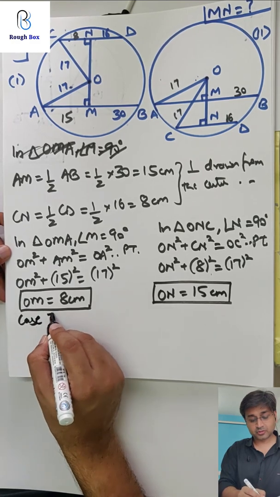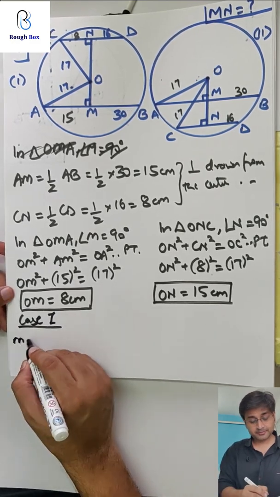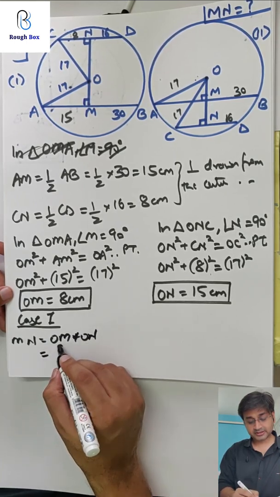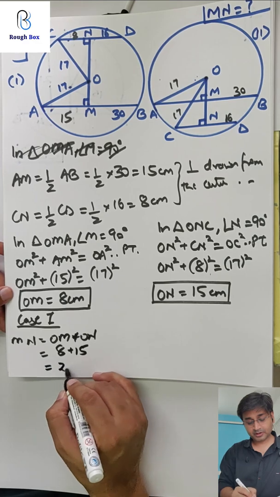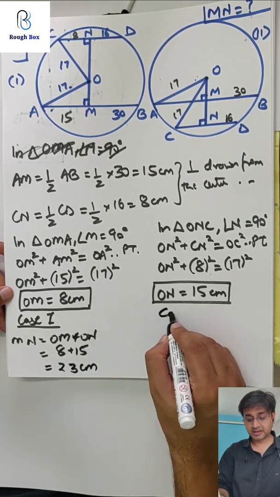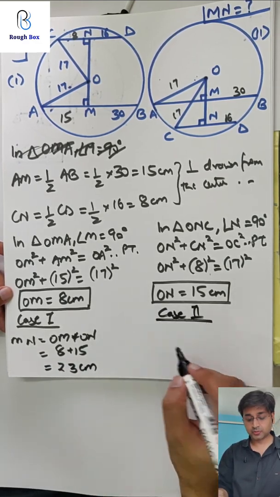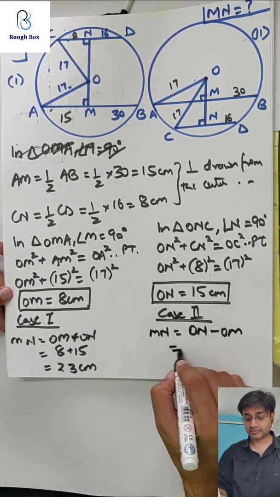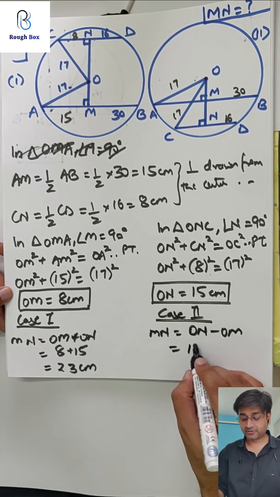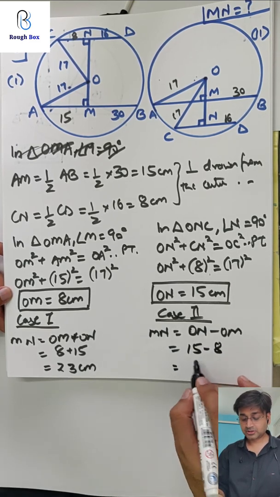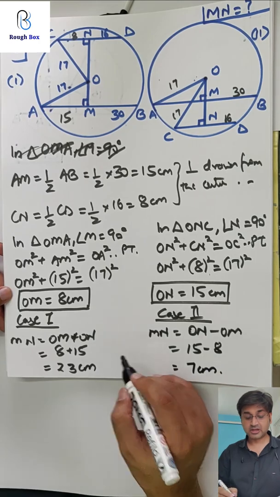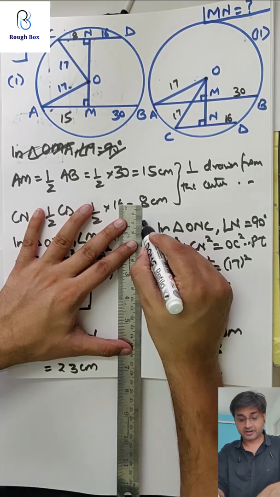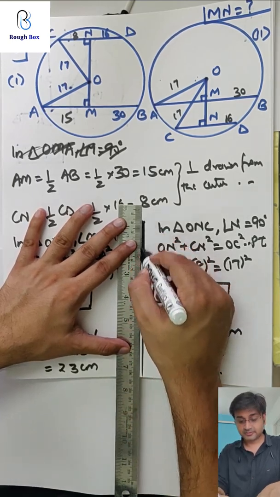Now we can say case 1. MN is going to be OM plus ON. So that is 8 plus 15, 23 centimeters. And we'll say case 2. MN in this case is ON minus OM. Subtract. So ON we got as 15 minus 8, so that should be 7 centimeters. So you get two answers over here, one is 23, second is 7. Just bifurcating it so it's easily visible.